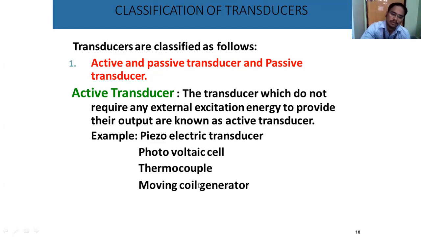See, for example, this thermocouple. For the thermocouple, we don't supply any external energy. We don't supply any current for the function of the transducer. We don't supply any voltage or any other external power like ramming or application of some forces. Such things are not required for active transducers.